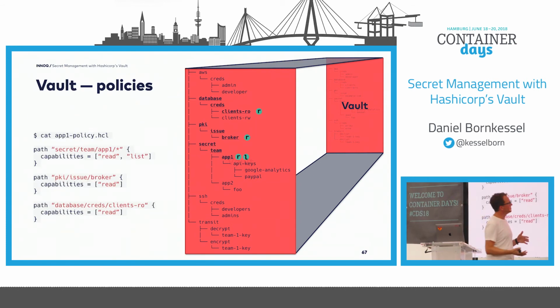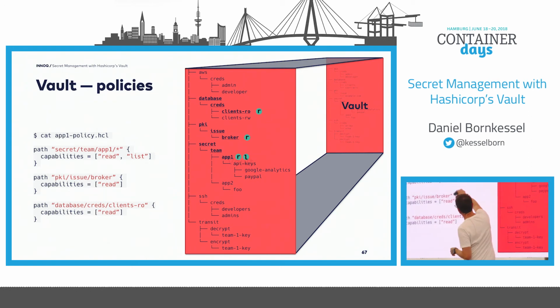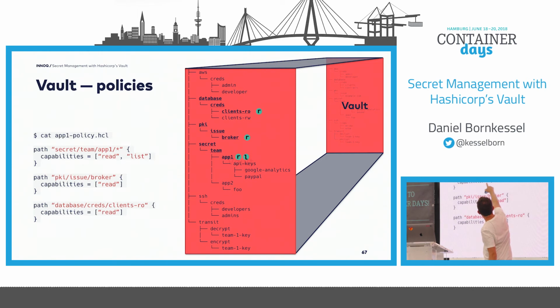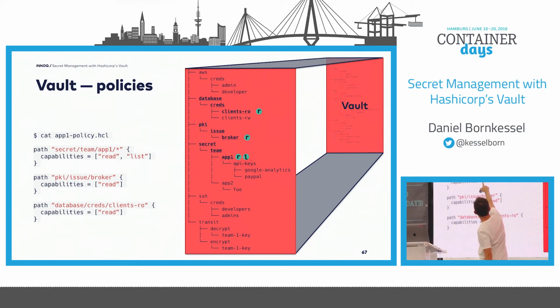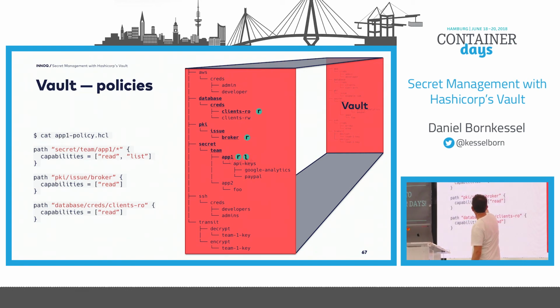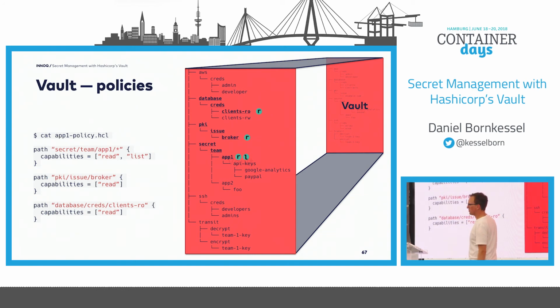Then writing those policies is actually quite straightforward. Here is the policy for my app 1. I want to allow it to read every secret under team app 1. So we use a wildcard here, and we are allowed to read and list. Then we are allowed to read a new certificate, which is under PKI issue broker. And we are allowed to read the credentials for the database, but this app apparently only has read-only access here.